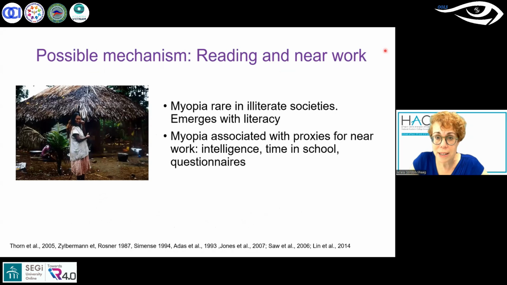So one of the possible mechanisms of the association is reading and near work. If you look at a society where most people don't read and write, there's almost no myopia whatsoever. And the minute the kids in those societies start going to school, all of a sudden you see kids with myopia. Does that mean reading and near work cause myopia? Well, they're associated with each other. And myopia is associated with proxies for near work, like intelligence, time in school, and questionnaires. But the rate of literacy has not changed in the past 20 years. So it would be hard to understand how this would be causing the rise in the prevalence of myopia in the past 20 years.